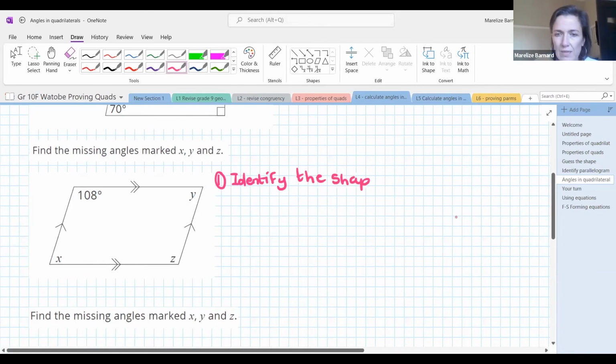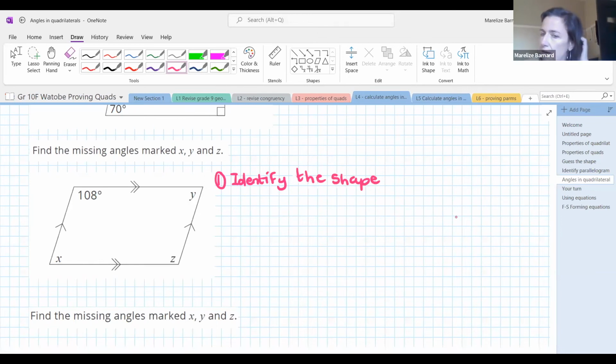Remember that thing with the reason? Geometry is all about the reasons. You have to say why. So, Amukalani, if you say it is a parallelogram, why?